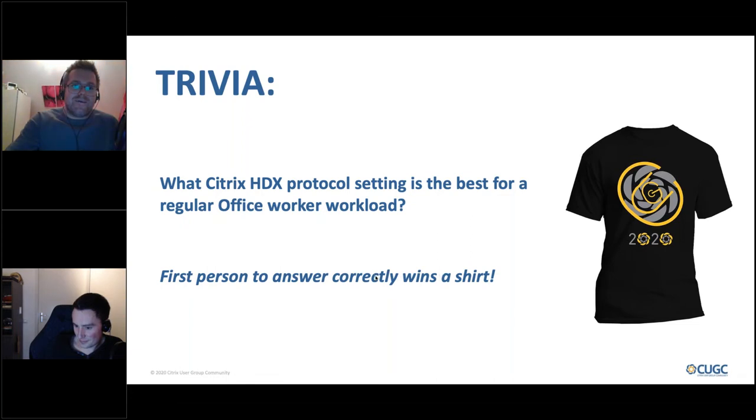I think Derek has the first answer right. It's the default setting with the actively changing region and 30 frames per second with the quality setting too high. That's correct. All right, Derek Loveless.